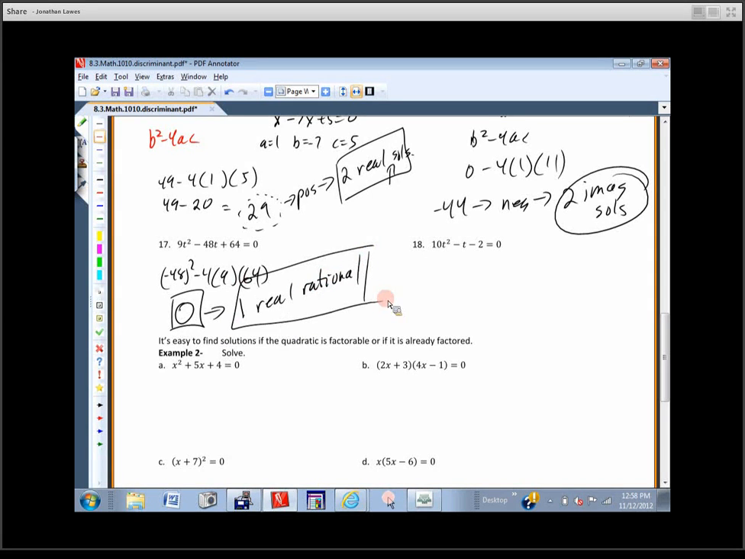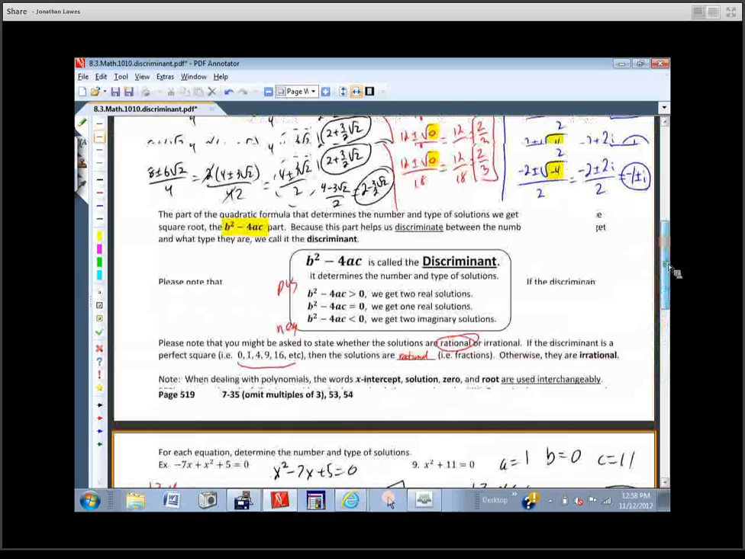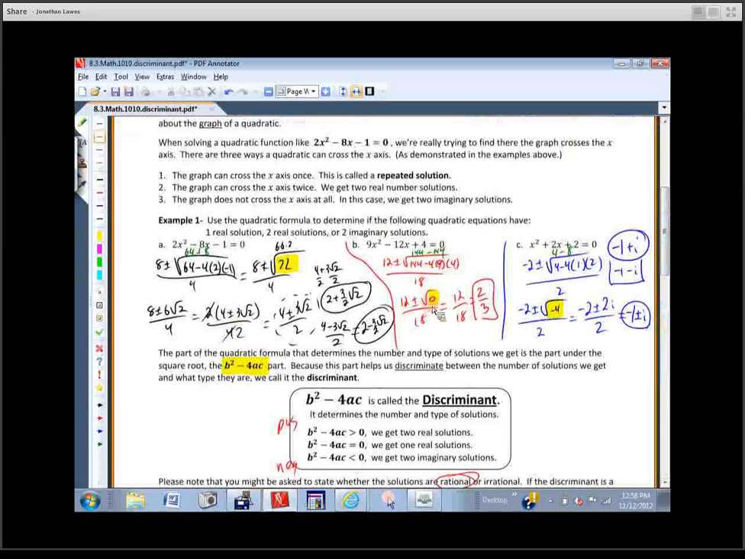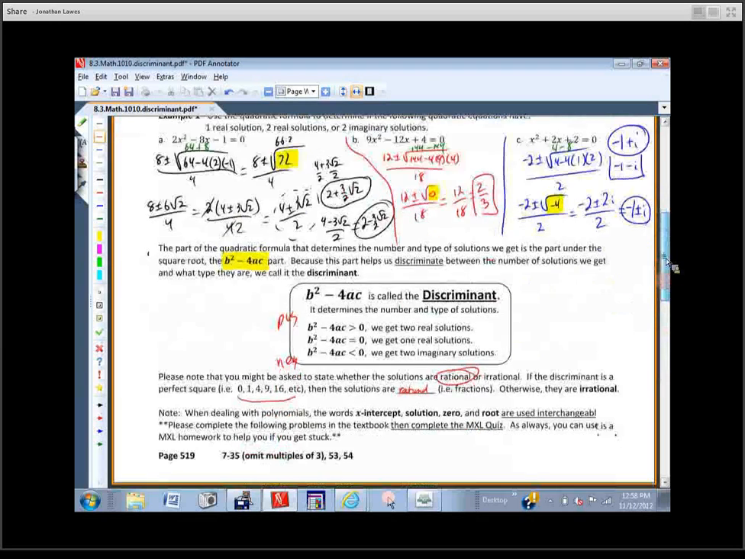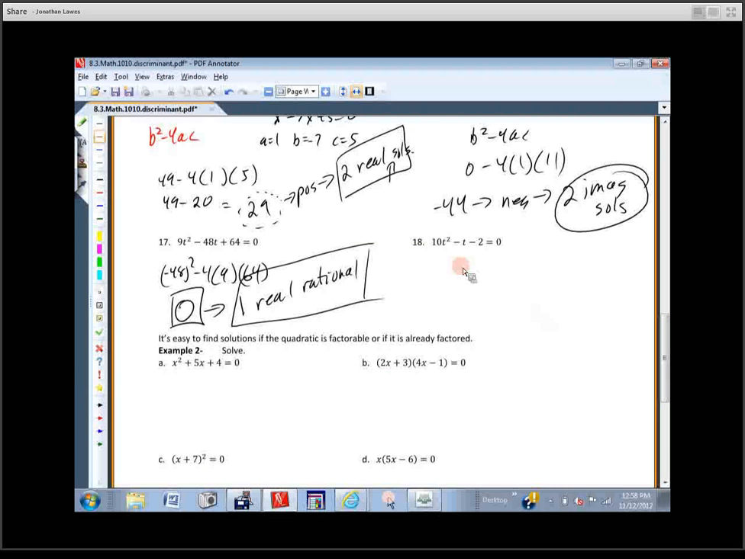Now, we had one earlier that turned out to be 0. Let's come back up here and take a look. Now, rational, remember, means it's a ratio, it's a fraction. That one right there had a discriminant that was 0. And look at the solution. It was just the fraction 2/3. Got it? Okay, you do the next one. Check with your neighbor, please.